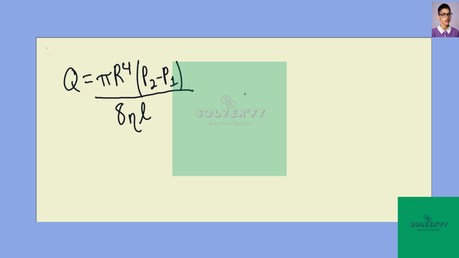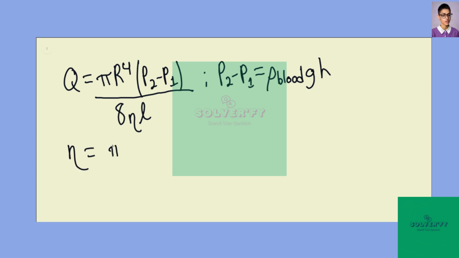We can say that the P sub 2 minus P sub 1 is simply going to equal the density of blood times the acceleration due to gravity times the height h, which means that the viscosity would be equal to pi r to the fourth of P sub 2 minus P sub 1. So this would be the density of blood times the acceleration due to gravity times h, and then this will be divided by 8 times the volumetric flow rate times L.